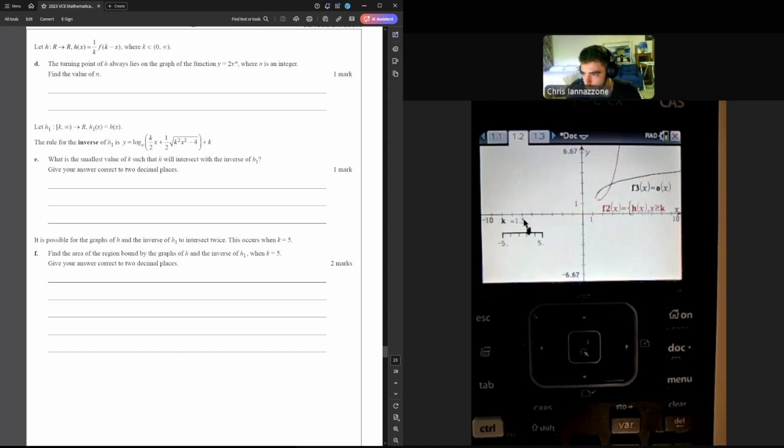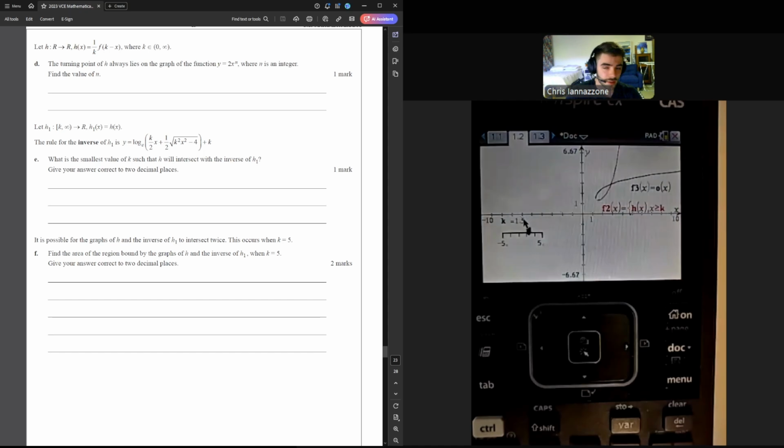So, all these kinds of questions where the inverse has to intersect the original, there are two criteria that you need to meet. One is that, basically, overall they need to be tangent to each other. And the only way they can be tangent to each other is if they are tangent to the line y equals x, which means two things for us.